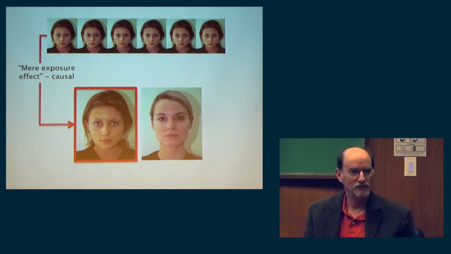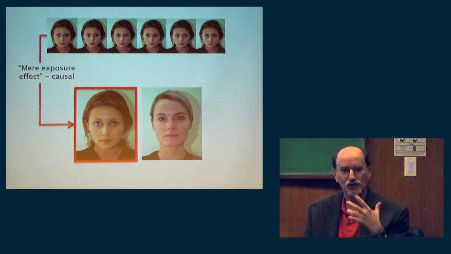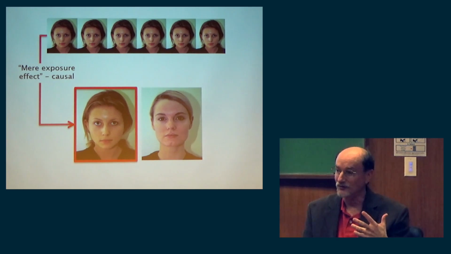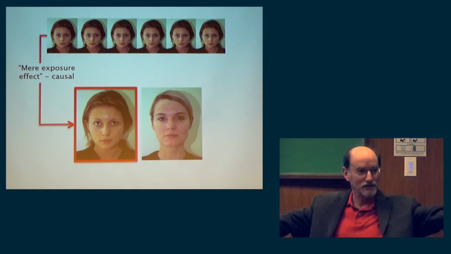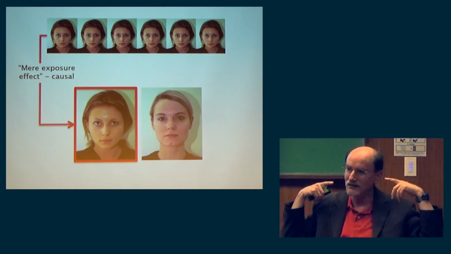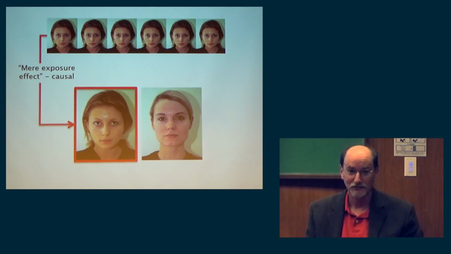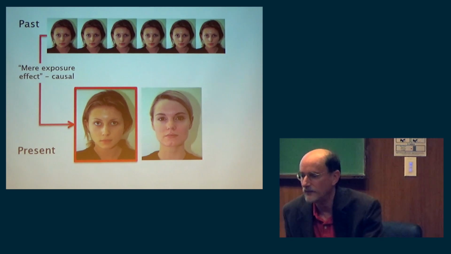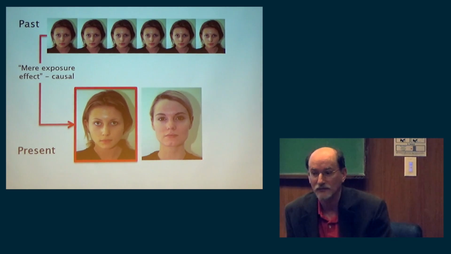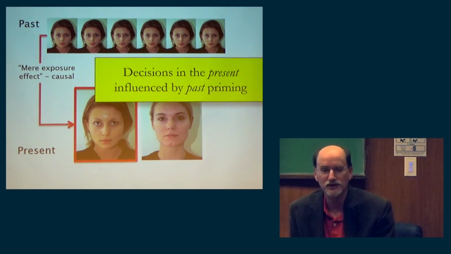This is the reason why you constantly see advertisements for McDonald's or Pepsi or Coke and whatever: the constant repetition of the thing will make you choose it as the more favorable option when you're in the grocery store. You're looking at a huge array of things that you could select, and you're going to select the one that comes to mind most readily, which is the one that you've been inculcated with in advertising. So here's the mere exposure effect. It goes from the past to the present. Your prime is in the past, your selection is in the present. This is decisions in the present being influenced by past priming.